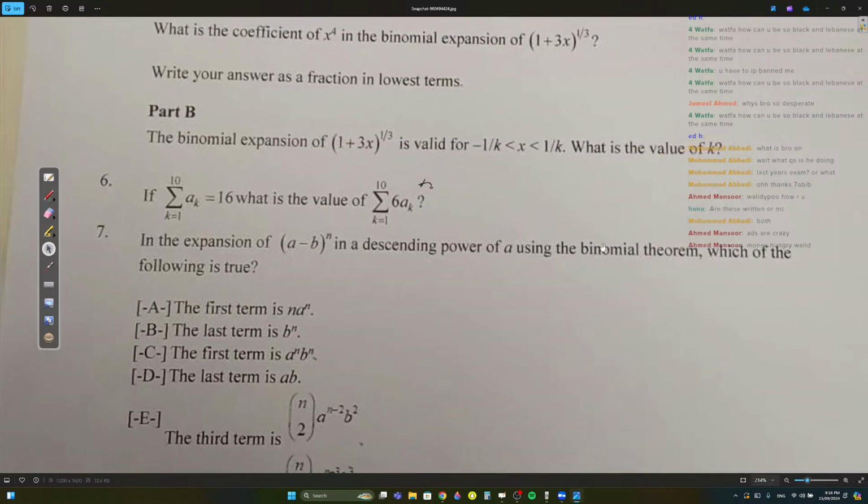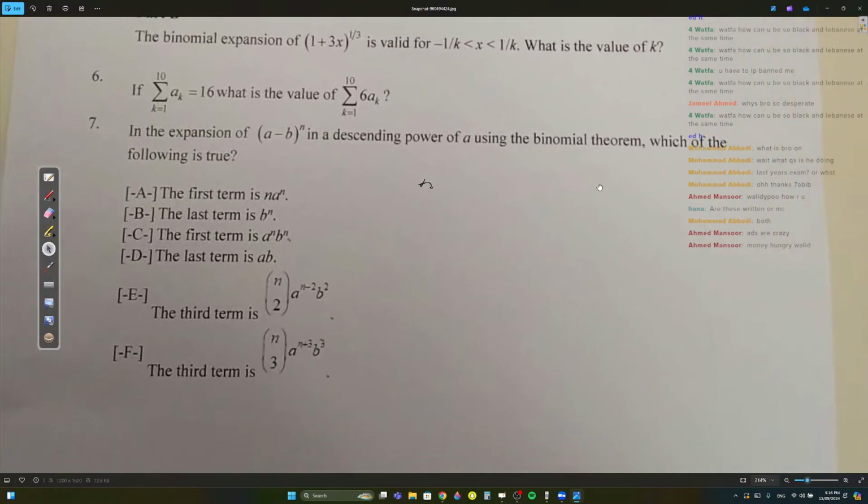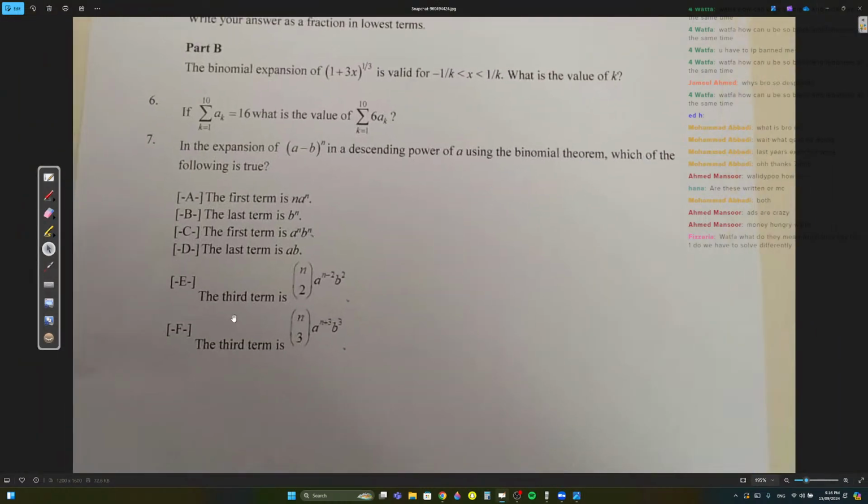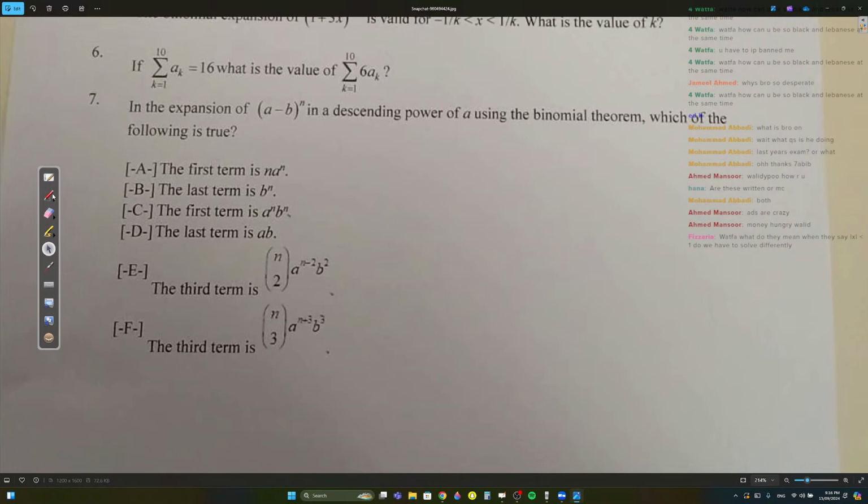In the expansion of (a minus b)^n in descending power of a using the binomial theorem, which of the following is true? I think this came in the AMS. Okay, the first term is n a^n. Wrong. The first term is always a to the power of n, and the last term is always negative b to the power of n. I think why they got it wrong is because it's negative b here. Let's see. The first one's wrong.